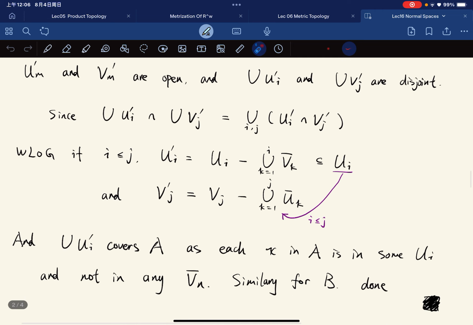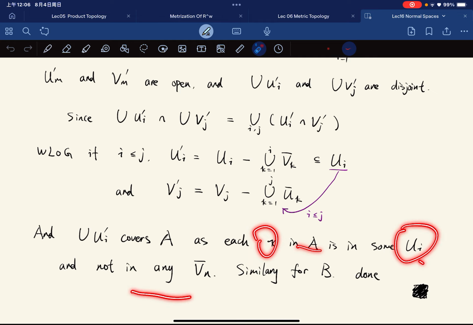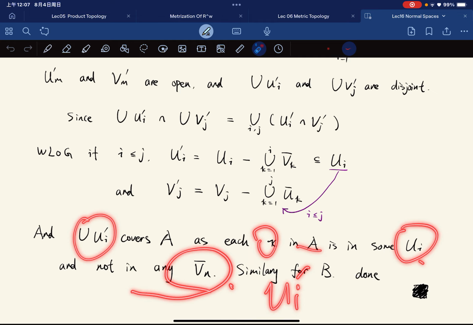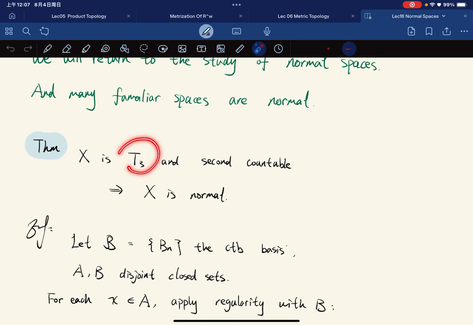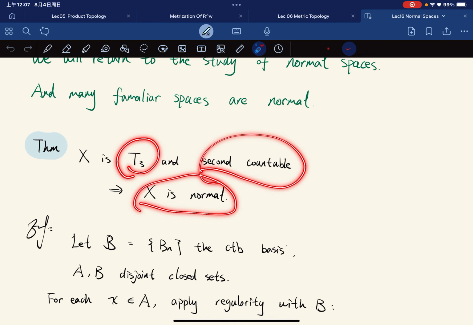And the union of Ui prime covers A, because each x in A is in some Ui, and they're not in any Vn bar, since remember all the Vn bar and A are disjoint. So each x in A is in some Ui and is not in any Vn bar, so it is in some Ui prime. Similarly for B, we're done. So regular second countable gives normal.